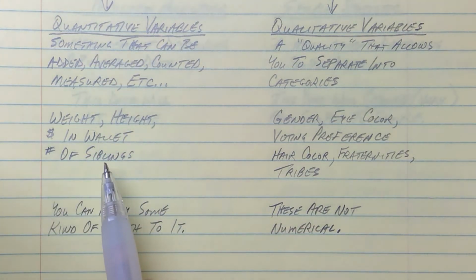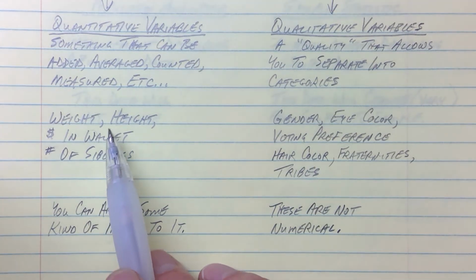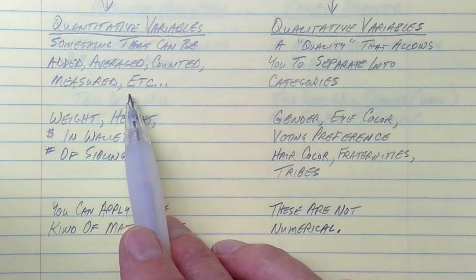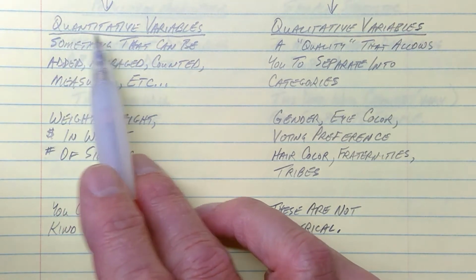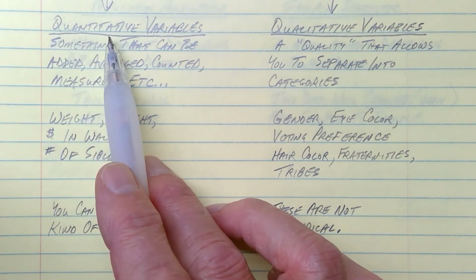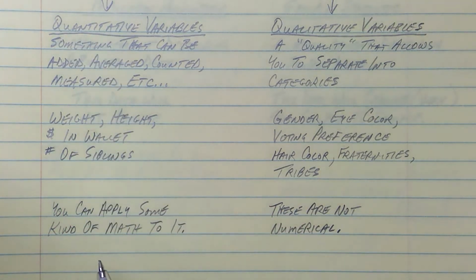Maybe number of siblings. I have 4 siblings. Maybe you have 0. Maybe the next person has 2. We add all those up and divide by how many measurements we took, and we have an average. So anything that you can apply math to, anything that you can measure, anything that is a quantity, a certain number of, we call a quantitative variable. You can apply some kind of math to it.